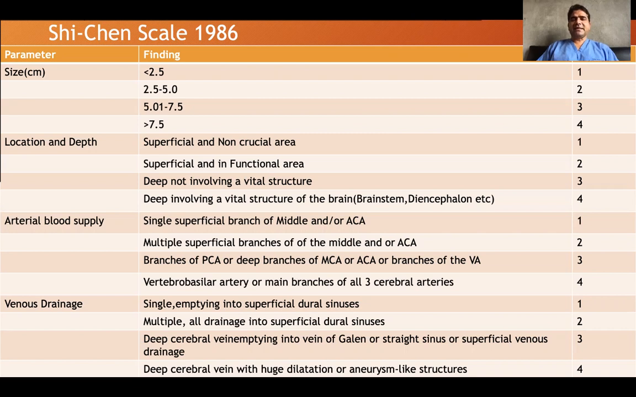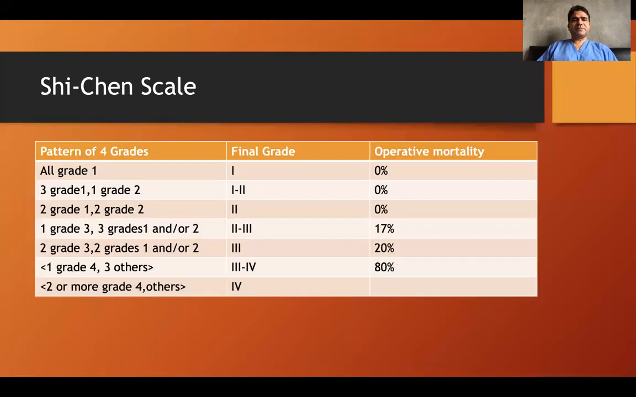So maximum is 16 points, and the size is less than 2.5, 2.5 to 5, 5 to 7.5, more than 7.5. And according to location and depth, again 4. One is superficial and non-critical area. Second is superficial and in functional area. Third is deep, not involving a vital structure. Fourth is deep, involving a vital structure, etc. And so there is a modification in arterial blood supply and venous drainage.